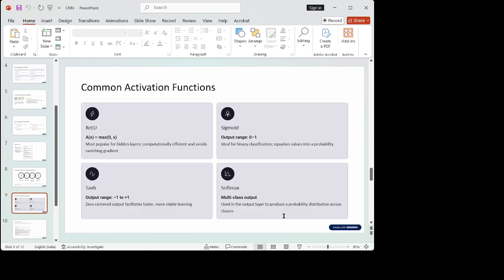And sigmoid is very useful for binary classification. Here it squashes values into a probability. The third one is tanh. Here the zero-centered output facilitates faster, more stable learning. And the final one is softmax. It is used for multi-class outputs, in the output layer, to produce probability distributions across classes.